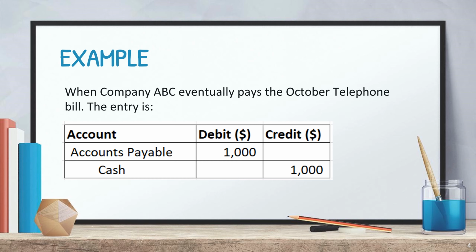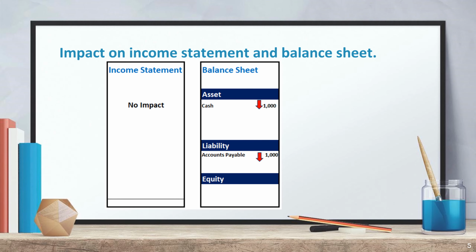Accounts payable, being a liability, is debited with $1,000 since the company is decreasing the amount it owes. By recording this journal entry, we are recognizing the outflow of cash and reducing the liability of accounts payable. Finally, let's discuss the impact on the financial statements. On the balance sheet, under the assets category, the cash account is decreased by $1,000.